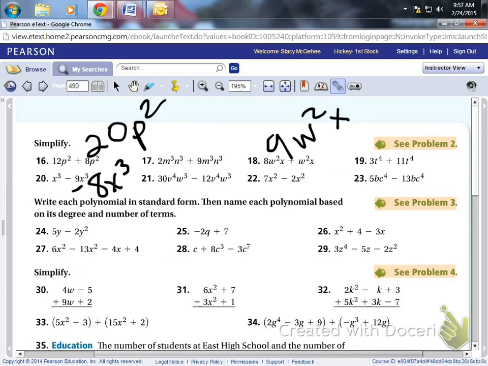Number 22, 7x squared minus 2x squared. Once again, not doing anything to the suffix or the tail. You're just combining the terms. So you've got 7x squareds and you subtract 2x squareds. You would have how many left? 5x squareds.